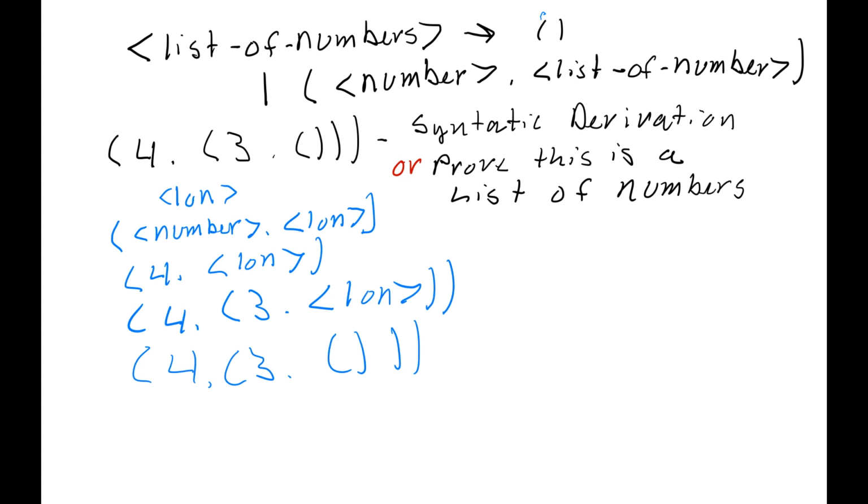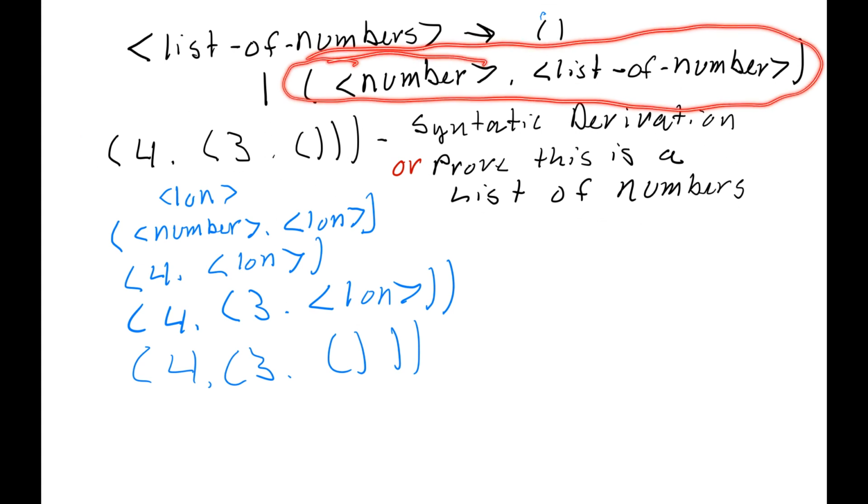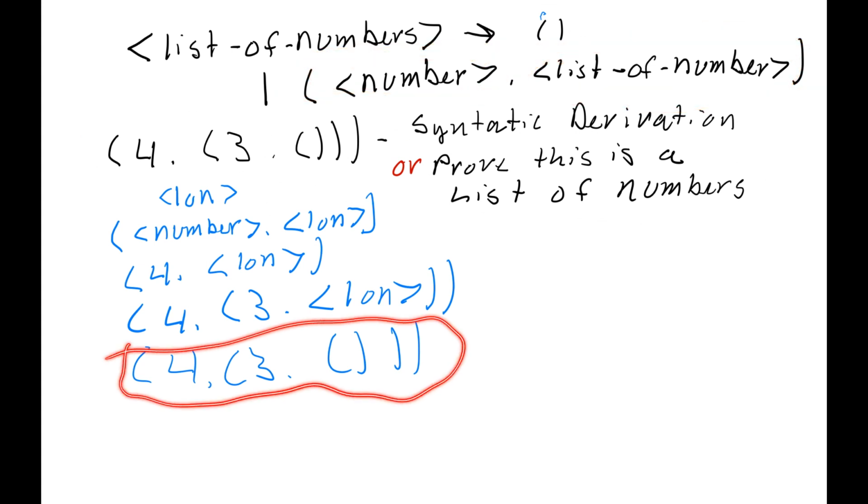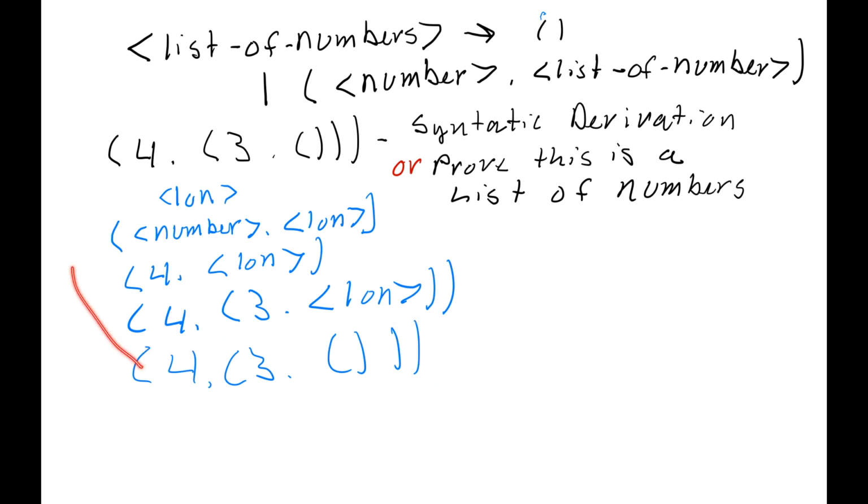So each time we replaced list of numbers, we either replaced it with an empty list, and that happened at the end, or we replaced it with a full list that includes a number and another list of numbers inside of it. And by doing that, now we have the final result. So this is a proof that this is in fact a list of numbers.